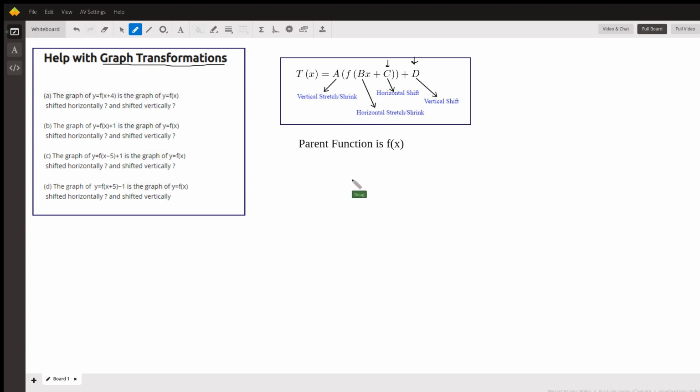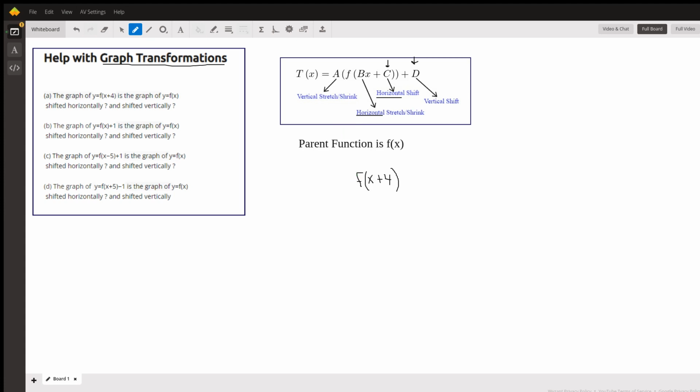If you have something like f of x plus the quantity x plus 4, that 4 is inside, we say inside the parentheses, and the letters B and C are both inside the parentheses. They cause transformations to happen horizontally. The values of A and D are outside the parentheses. Those cause transformations up and down, or vertical.